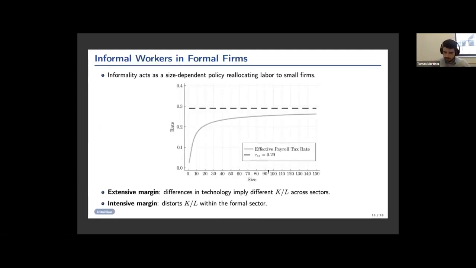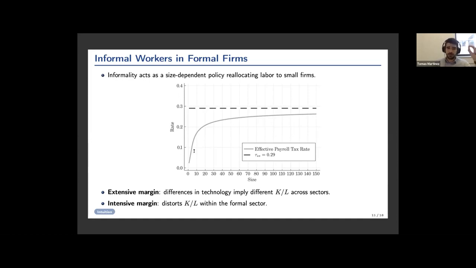Now that's probably the most important slide, so I want to give you the whole intuition. Now, informality here is a size-dependent policy. Well, why? Small firms will have a different effective payroll tax rate than larger firms, because they hire relatively more informal labor, right?